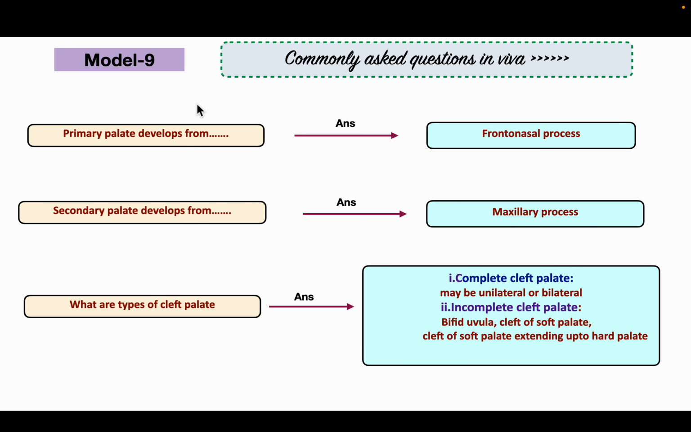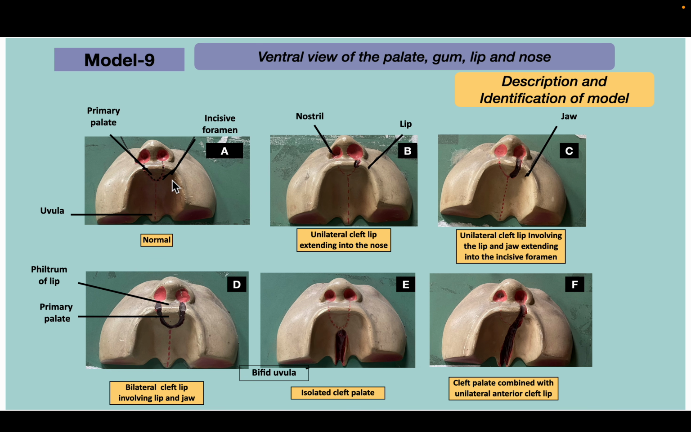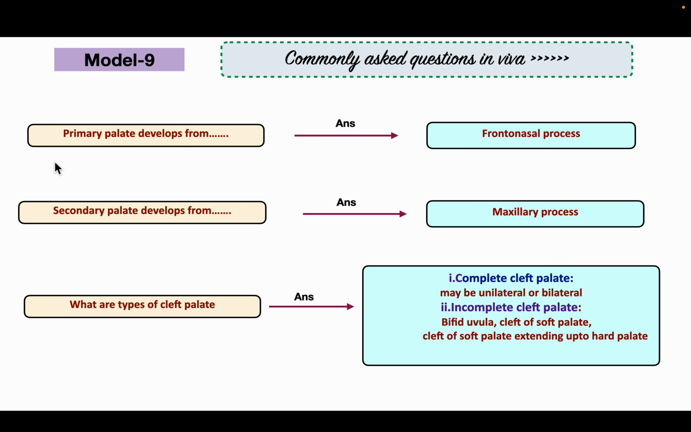Now coming to the questions which can come out from that model. What is shown here is the primitive palate. So they can ask you, primitive palate develops from frontonasal process, secondary palate develops from maxillary process. So what types of cleft palate? That is complete cleft palate, incomplete cleft palate. Complete may be unilateral or bilateral, incomplete may be bifid uvula, cleft of soft palate extending up to the hard palate. So these are basically the types of the cleft palate.